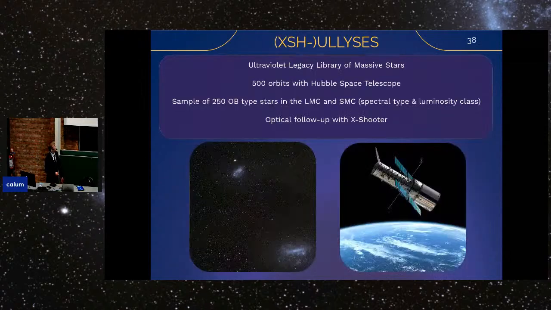And there's one final thing that I did during my PhD that I want to mention. We had this opportunity with the ULLYSES survey that was released over the past couple of years. As I said before, we need UV and optical profiles to be able to diagnose the winds of massive stars. Thanks to Laurent's study, we're able to do it for about 20 to 30 stars with 40 orbits. And so the people that run Hubble decided this is a great idea. Let's do it for 500 orbits and look at 250 stars in the LMC and the SMC.